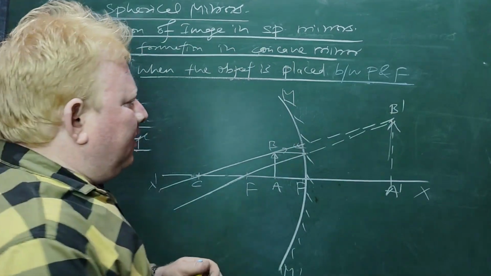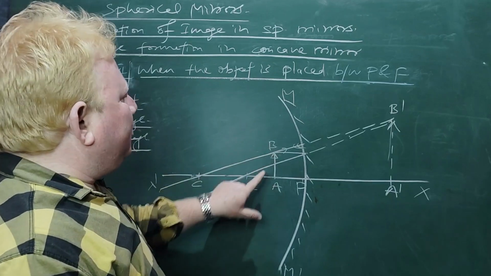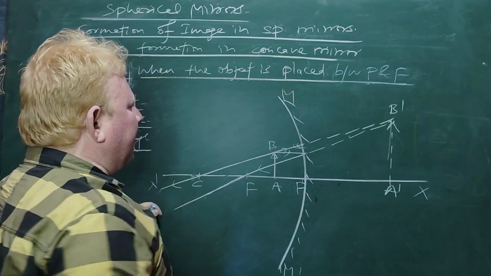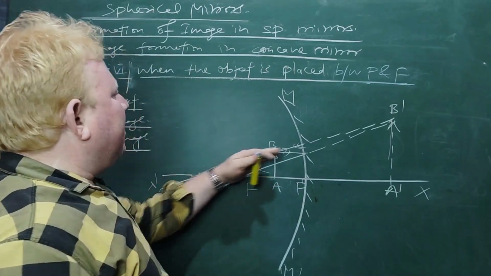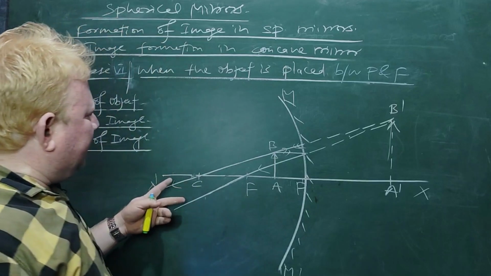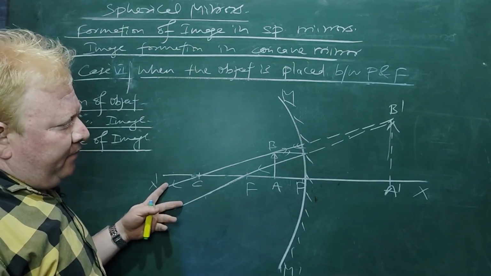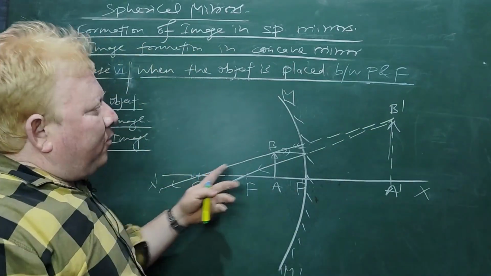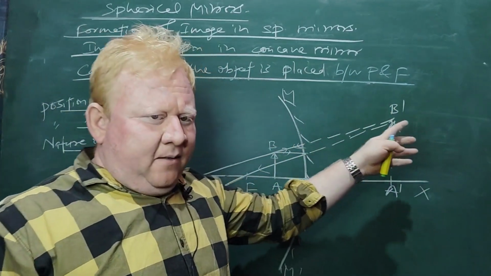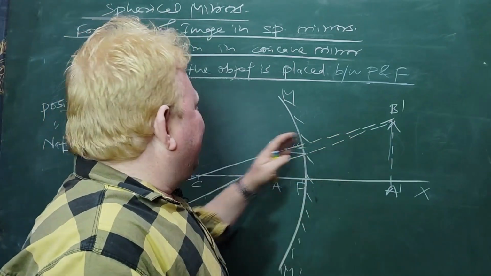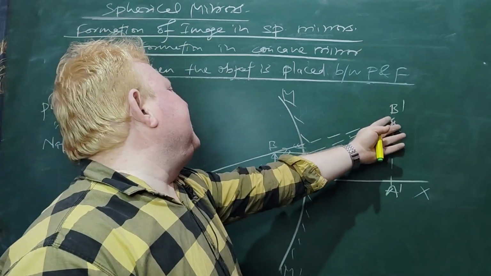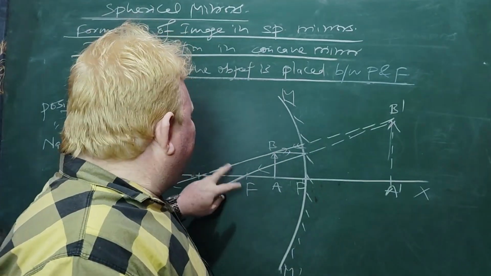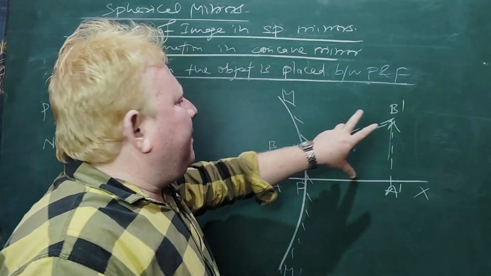So one ray comes parallel and after reflection passes through focus. Another ray we are taking is along the center of curvature. We see that these two are not going to meet anywhere, but when traced back behind the mirror, they appear to meet there. Of course these two are acting like reflected rays. So we feel like the light ray is meeting there, and from there the light rays are coming. These two light rays meet here, where the image will be formed.